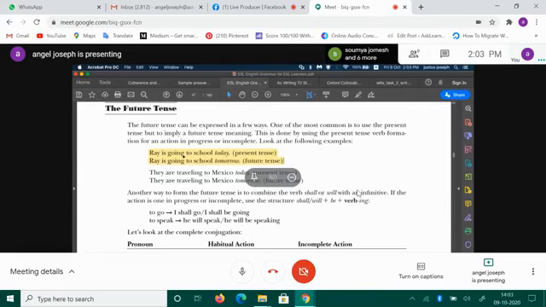So that being said, let's move on with future tense and let's understand the different ways of showing or implying a future tense.